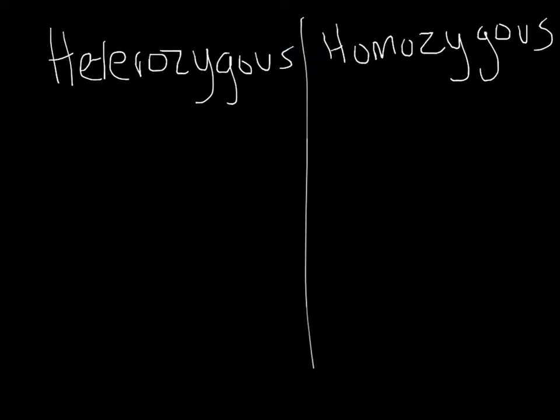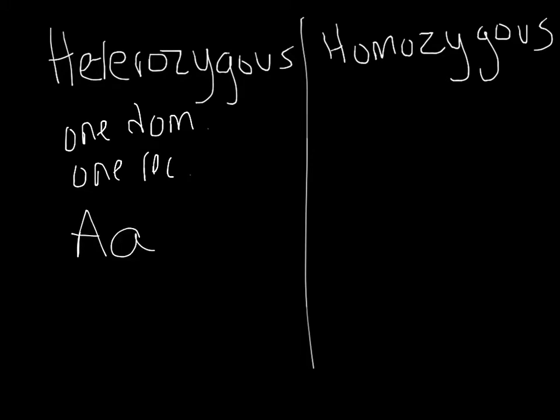Now we can divide those into two things, heterozygous and homozygous. Underneath heterozygous, you basically have one option. You have one dominant allele, or one dominant gene, and one recessive copy. So this would be your capital A, lowercase a. This would be your genotype, but you would have a dominant phenotype.